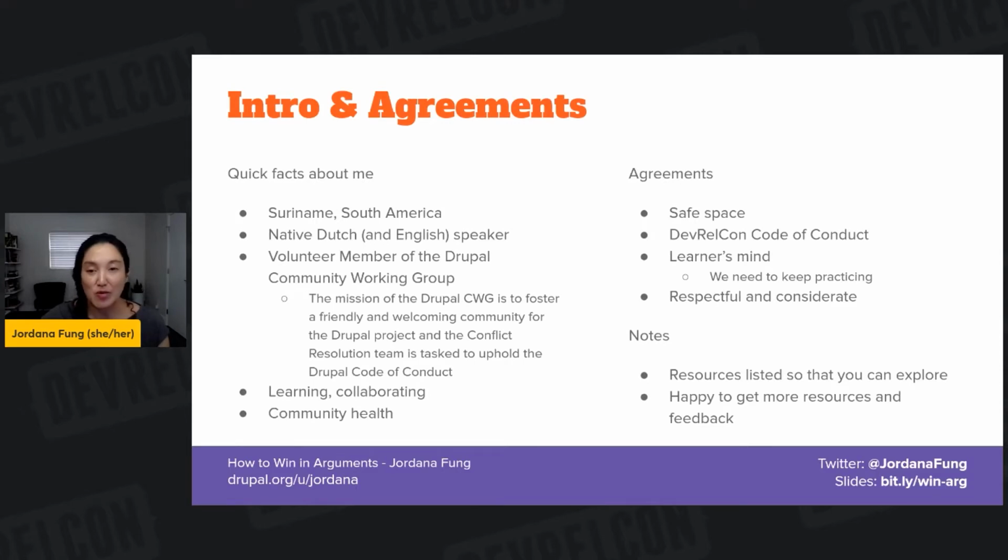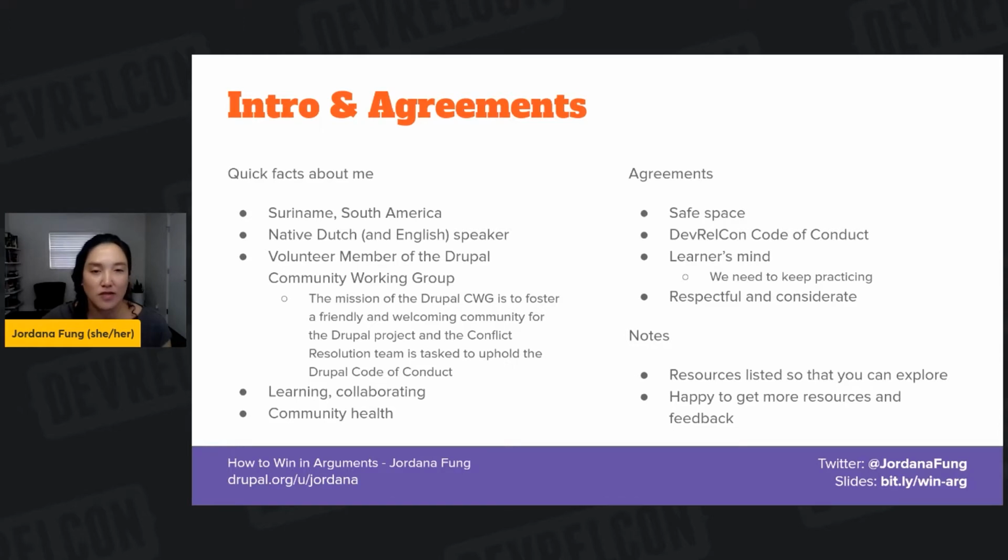A quick, who am I? My name is Jordana Fung. I am from Suriname, South America, where we speak Dutch natively, and I grew up speaking both Dutch and English. I'm a volunteer member of the Drupal Community Working Group, who is chartered to foster community health within the Drupal community. And I am part of the conflict resolution team within that, where we uphold the Drupal Code of Conduct and do mediation for community members. I am passionate about learning, collaborating, communication, and as well community health.